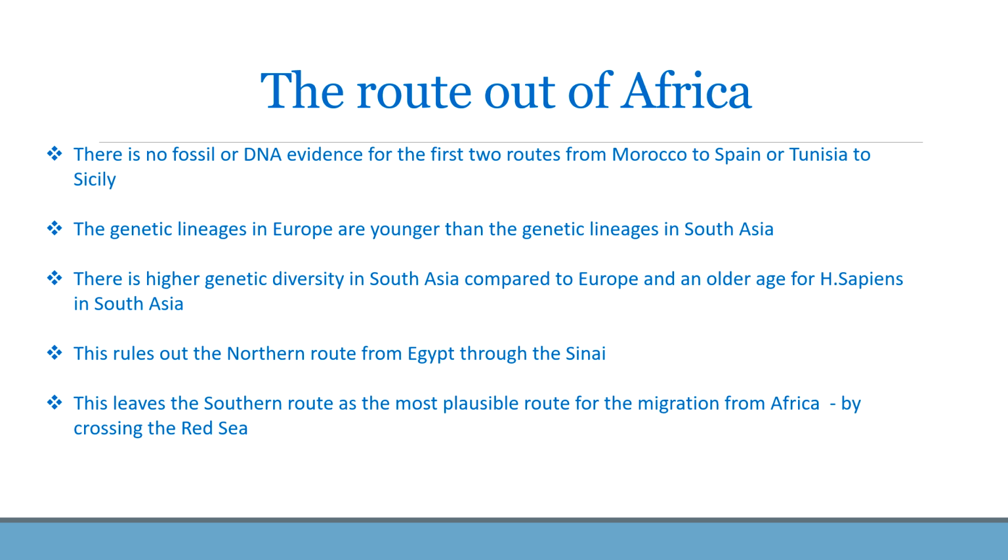There is no fossil or DNA evidence for the first 2 routes from Morocco to Spain or Tunisia to Sicily. The genetic lineages in Europe are younger than the genetic lineages in South Asia. There is higher genetic diversity in South Asia compared to Europe, and an older age for H. sapiens in South Asia. This rules out the northern route from Egypt through the Sinai. This leaves the southern route as the most plausible route for the migration from Africa, by crossing the Red Sea.